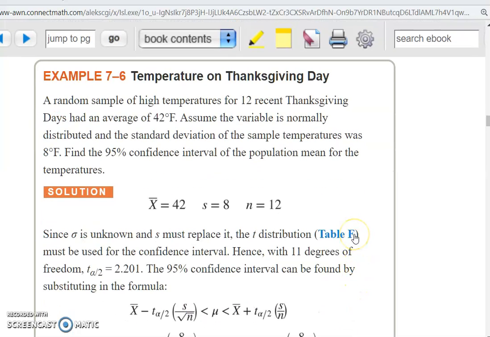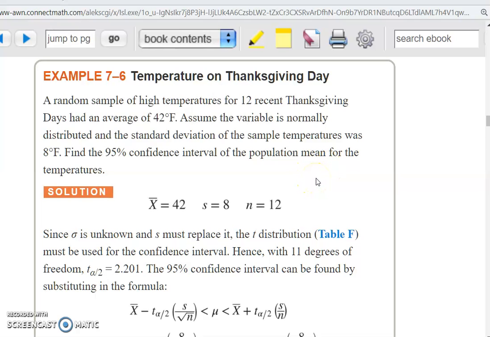Okay, so on this one, he's talking about the temperature. He took a random sample of temperatures. This was the high temperature, in other words, the highest temperature of the day, for 12 recent Thanksgiving days. And he doesn't give you the raw data. He just tells you these are the answers. This is your X bar, this is your standard deviation, and so forth.